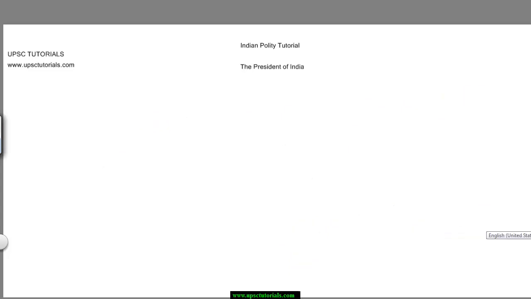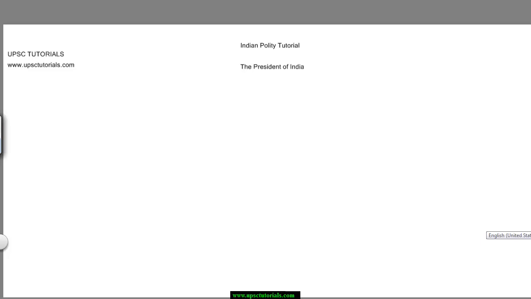Hope this is clear. Then what are the qualifications for a presidential candidate? That he should be a citizen of India, should have completed 35 years of age, possess qualifications prescribed for a member of the Lok Sabha, and not hold any office of profit under the government of India or the government of any state. So these are the four conditions: citizen of India, 35 years of age, possess qualifications prescribed for a member of the Lok Sabha, not hold any office of profit under the central government or the state government.